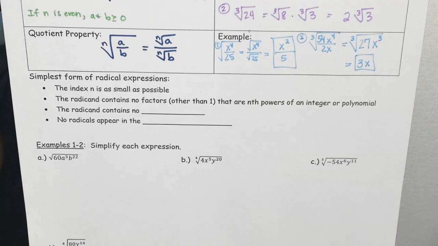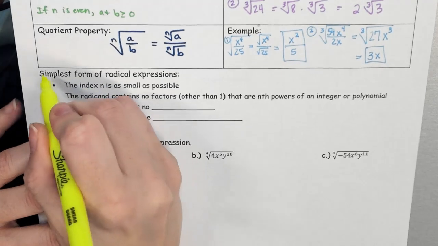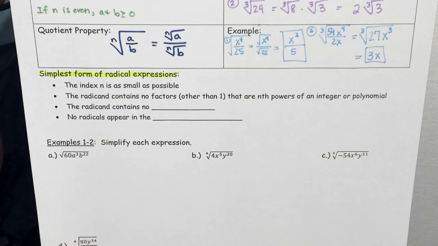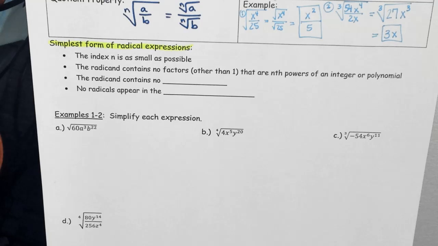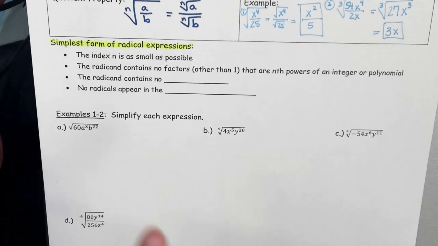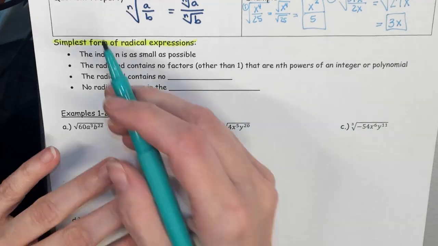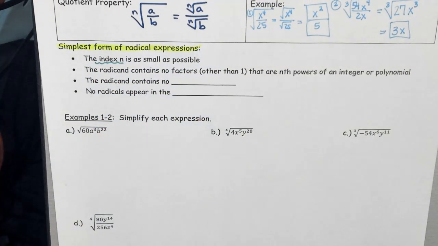Okay, so we're going to be doing lots of simplifying today. So when it says to simplify each expression, you just want to keep these things in mind for the simplest form. These are taken right from your book, so some of them are going to need some notes with them so you understand what they're asking you for. The first one is the index n is as small as possible. That's because sometimes you can simplify whatever your index value is based on your exponents.